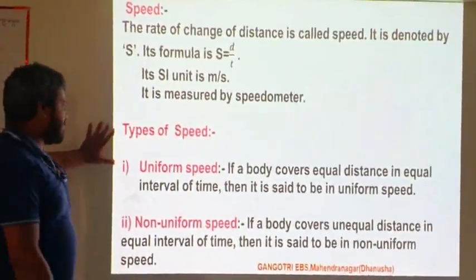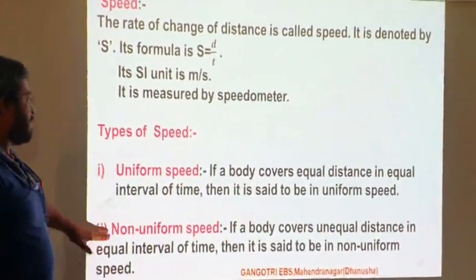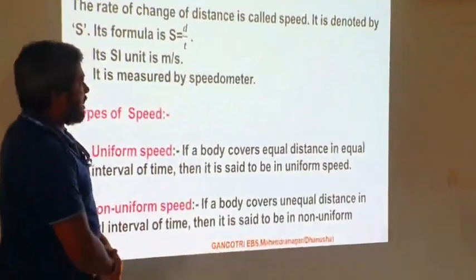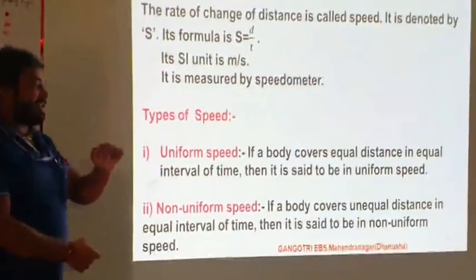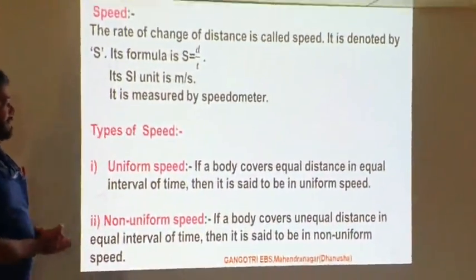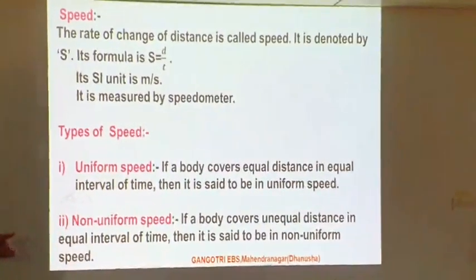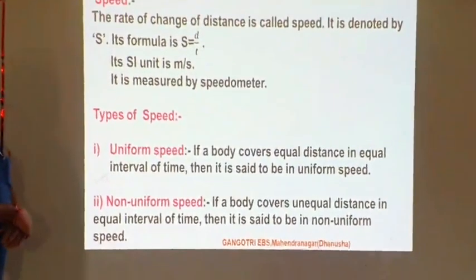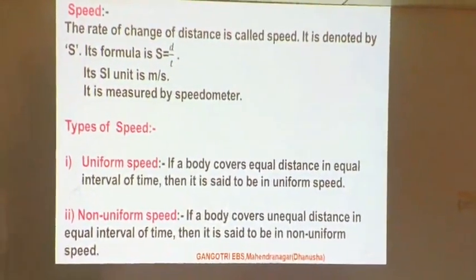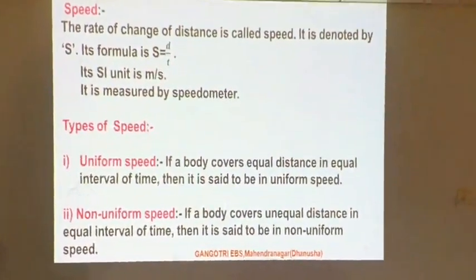There are two types of speed: uniform speed and non-uniform speed. First of all, understand uniform speed. If a body covers equal distances in equal intervals of time, then it is said to be uniform speed. But non-uniform speed means if a body covers unequal distances in equal intervals of time. Next.